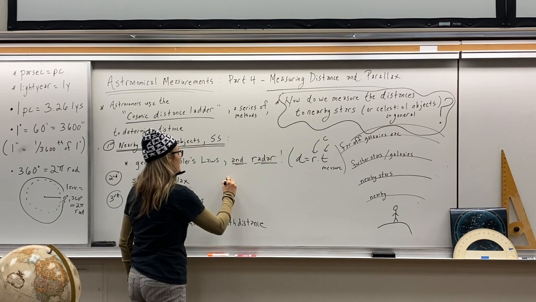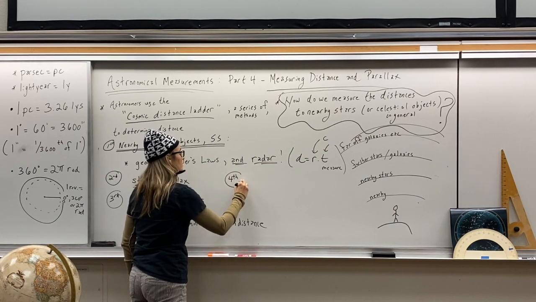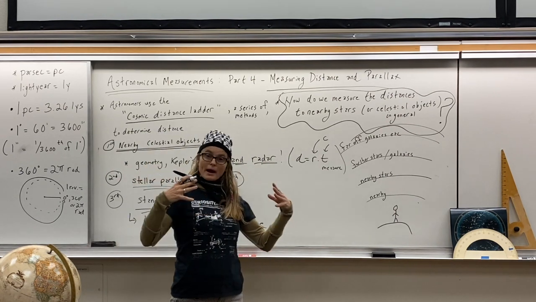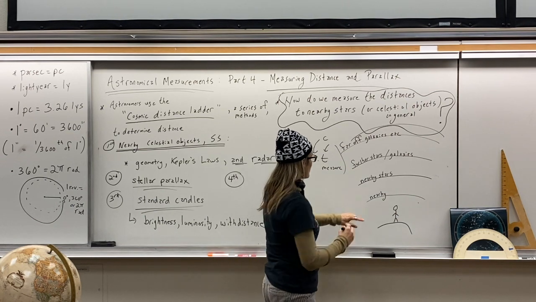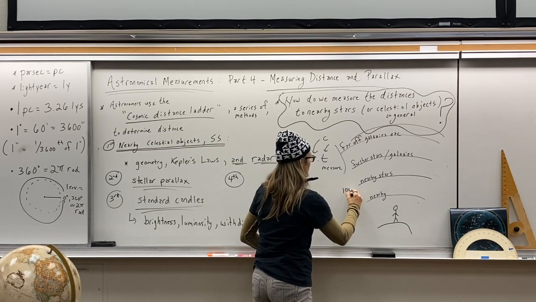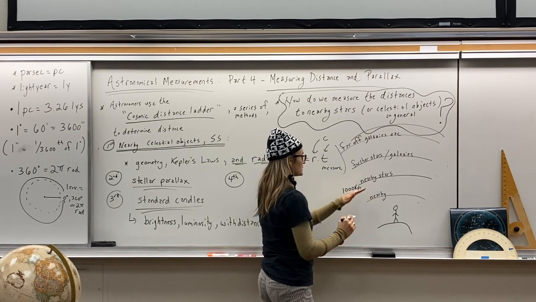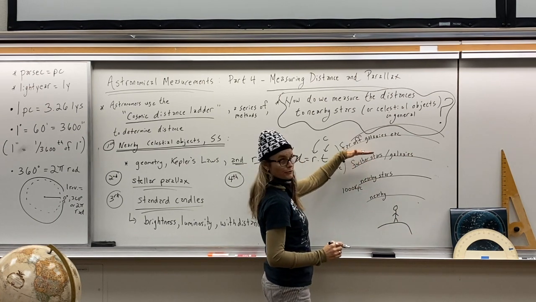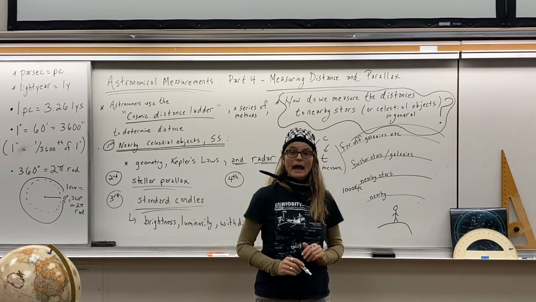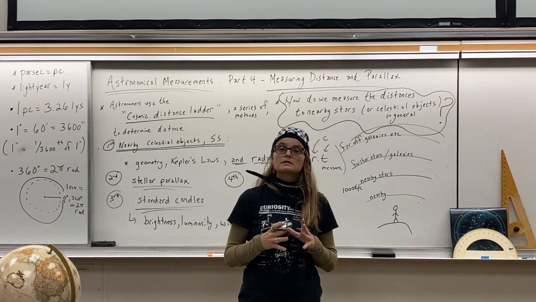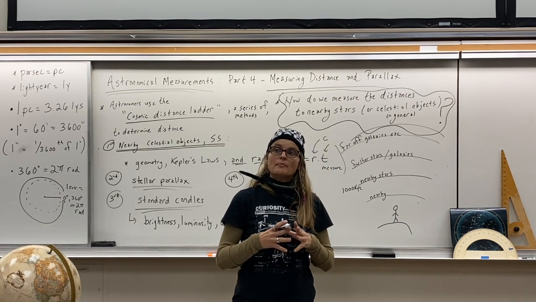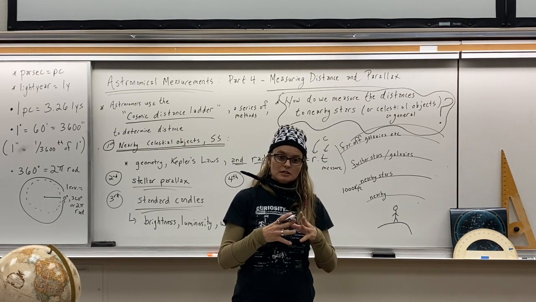And the fourth main method is when we get further out, so nearby we're looking at within 1,000 kiloparsecs for the nearby stars, but as we go further and further out to galaxies further away, we start looking at how the light is shifted.